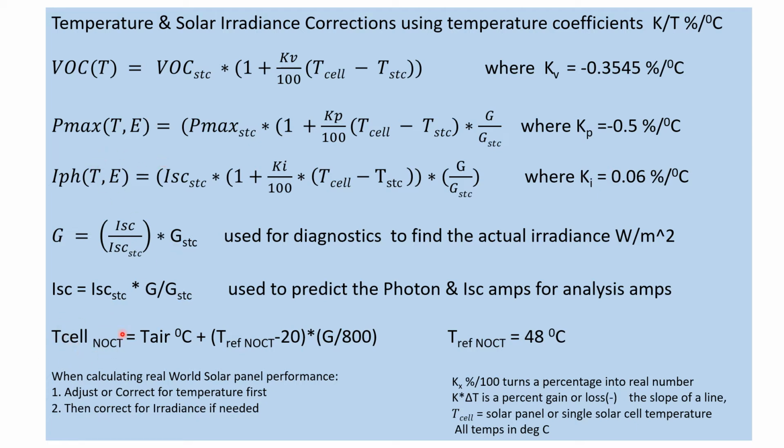T cell is the panel temperature, and I'm using the NOC equation, nominal operating temperature equation, where you take T air in degrees C and you calculate what this solar panel temperature is. The reference for the NOC is 48 degrees C. When making real-world solar panel performance estimates, always adjust or correct for temperature first, then correct for irradiance.